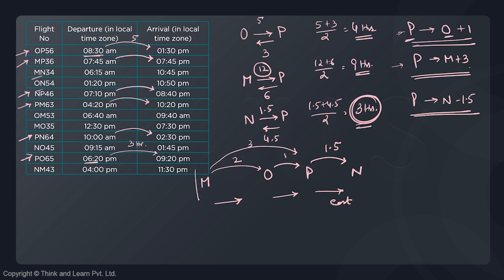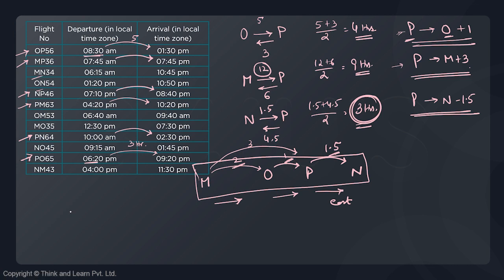So ultimately I get to know that M, O, P and N in this order are from the west to east. And O is 2 hours ahead of M, P is 1 hour ahead of O, and N is 1.5 hours ahead of P. That way we get the complete relation. Now all other things can be calculated very easily.